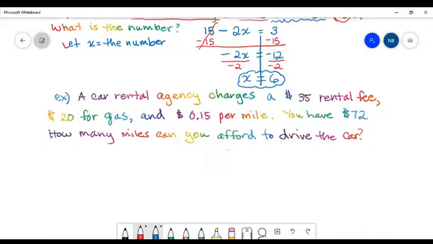A car rental agency charges a $35 rental fee, $20 for gas, and 15 cents per mile. You have $72. How many miles can you afford to drive this rental car? So X is going to be what we're looking for, which is number of miles.